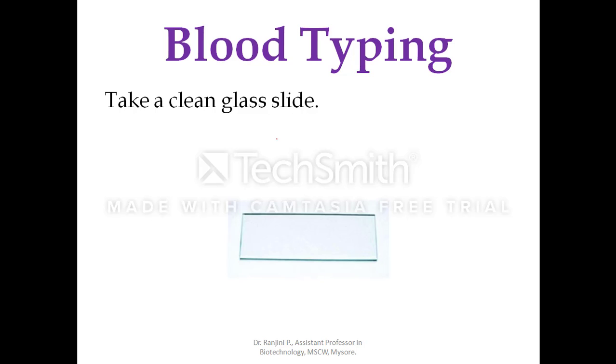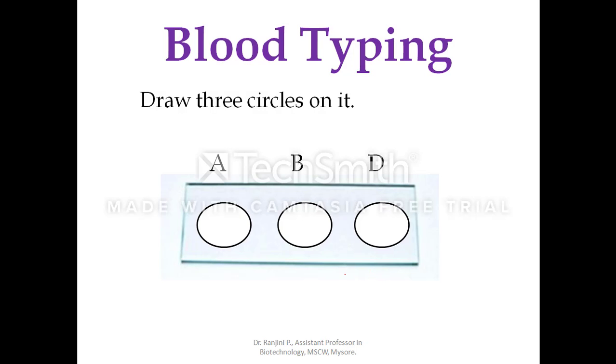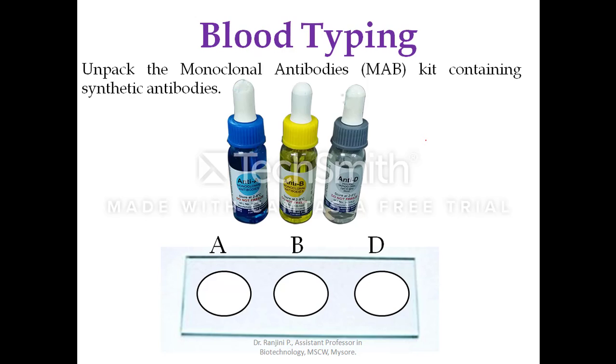Let's see how we will do the blood typing. Take a clean glass slide, and then draw three circles. Draw three circles and label them as A, B and D. Then unpack the monoclonal antibody kit. These antibodies will be raised against antigen A and antigen B. Along with that, we also have the antibodies which are prepared against the Rh antigen.